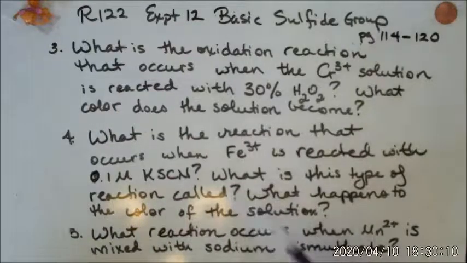Okay, a hint for that is look at chapter 17 in your textbook, and that'll give you a very good idea of what's happening and what happens to the color of the solution. Finally, what reaction occurs when the manganese 2 ion is mixed with sodium bismuthate? Okay, so review experiment 12, pages 114 to 120, and then answer the following questions that I have for you for this experiment. Okay, good luck.